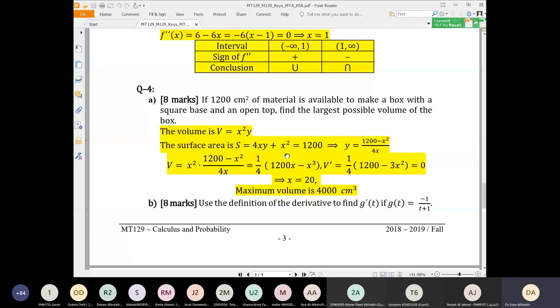Find the derivative. Let the derivative equal to 0. Get the x. Substitute to get the y. And then the question actually is not asking for the dimension. It's asking for the largest volume. So you will get the largest volume is 4,000. Okay, so this is an example to practice with. Take this example and practice on it.